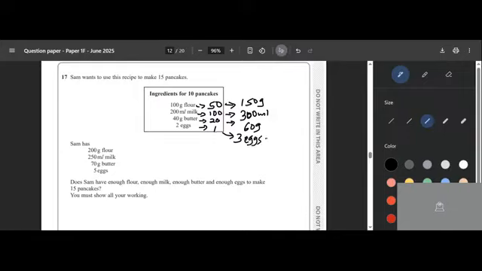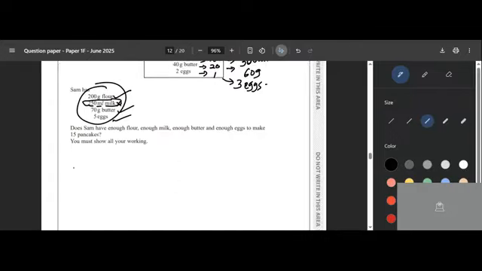Let us confirm if Sam's receipt can make the 15. So does Sam have enough? For the flour, it has to be 150. That is enough. For the milk, it has to be 300, which is not enough. For the butter, it has to be 60, which is enough. And for the egg, it has to be 3, which has 5. So this milk makes this recipe not to be of standard to make for the 15 people.